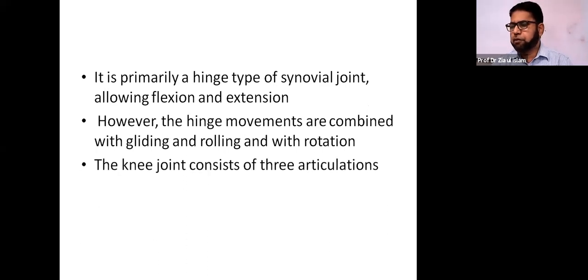The knee joint consists of three articulations. Basically, the knee joint consists of three articulations, तीन articulations हैं. एक articulation तो आप बताएं किस किस के दरमियान होगा. What are the different three articulations of the knee joint? कौन-कौन से तीन articulations होते हैं knee joint के अंदर? What are the three bony articulations in the knee joint?